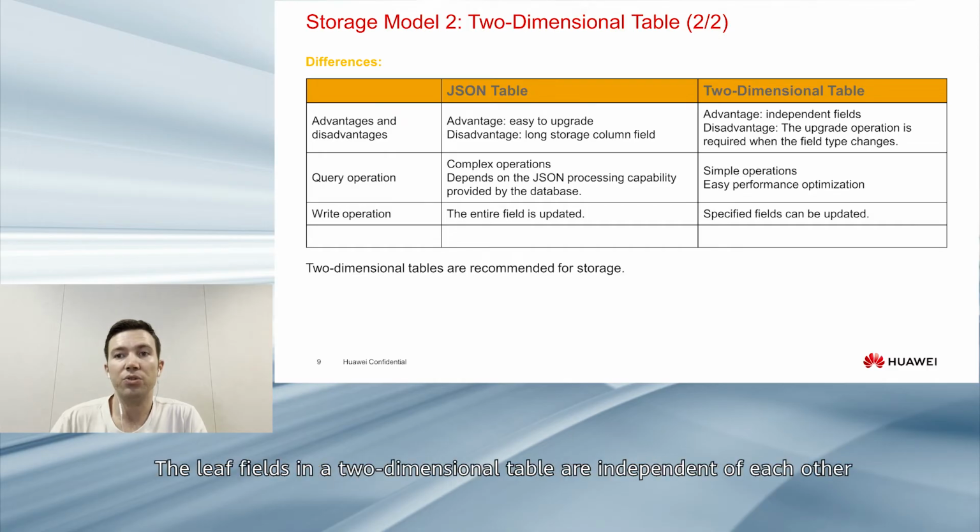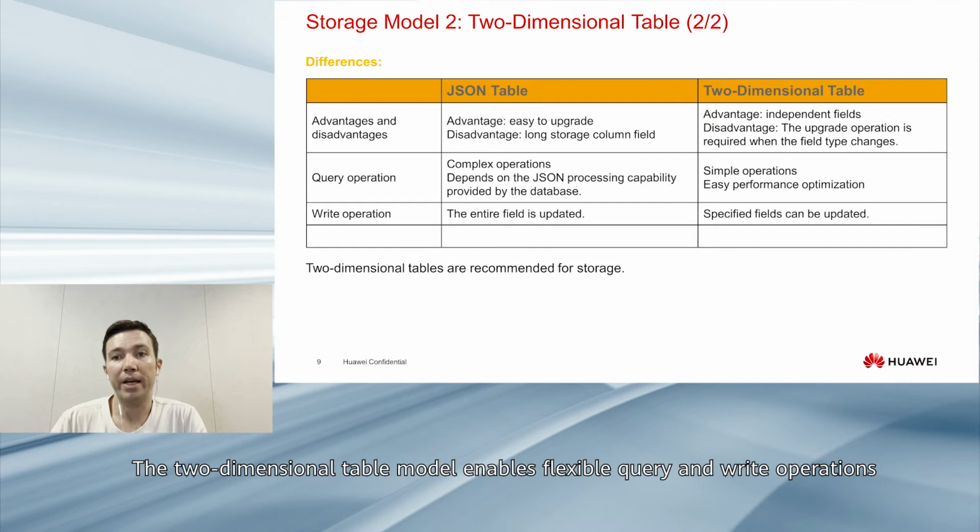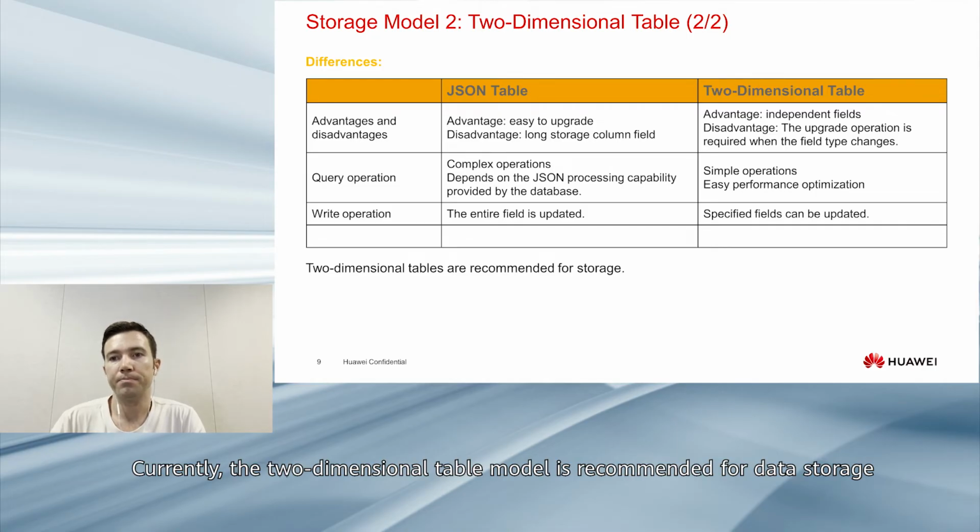The leaf fields in a two-dimensional table are independent of each other. However, if a field type is changed in the upgrade scenario, the column type of the database may need to be changed, which complicates the upgrade. The two-dimensional table model enables flexible query and write operations and delivers high performance. Currently, the two-dimensional table model is recommended for data storage.